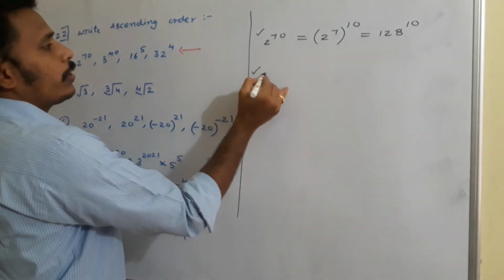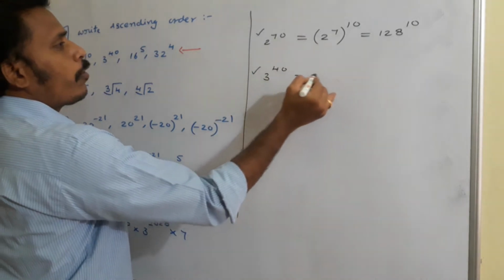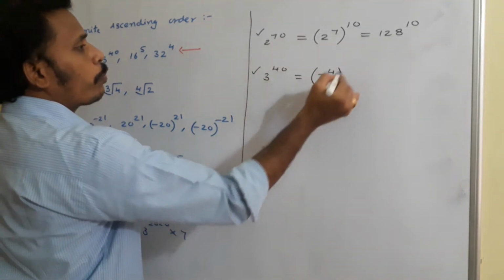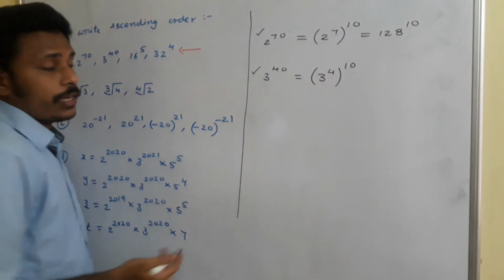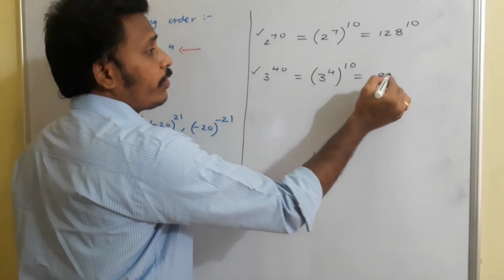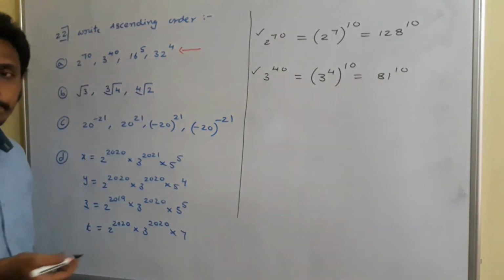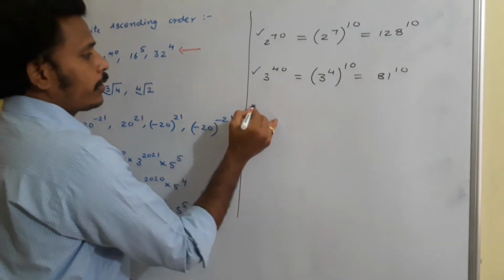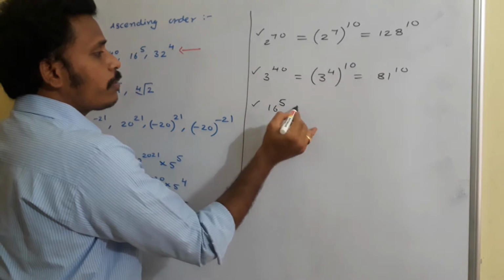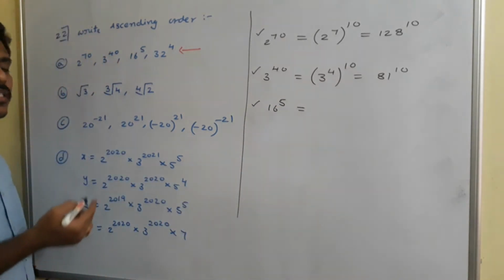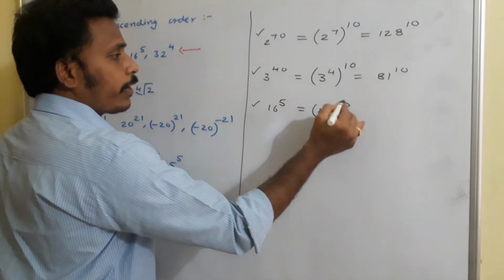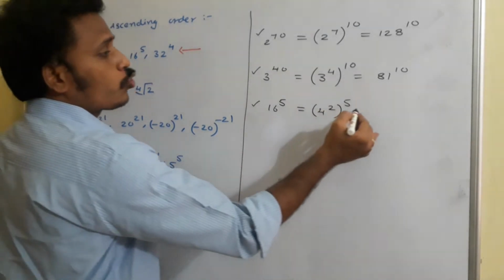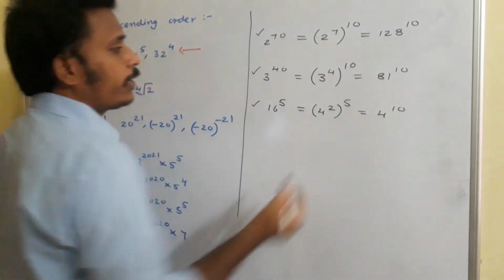Then think about the next one, 3 power 40. 3 power 40 can be written as 3 power 4, whole power 10. 4 into 10 is 40. And 3 power 4 is 81, so this is 81 power 10. Second term is 81 power 10. And think about the third one, 16 power 5. 16 can be written as 4 square, is it right? 4 square to the power 5, and if you multiply 2 and 5, you will get 4 power 10.